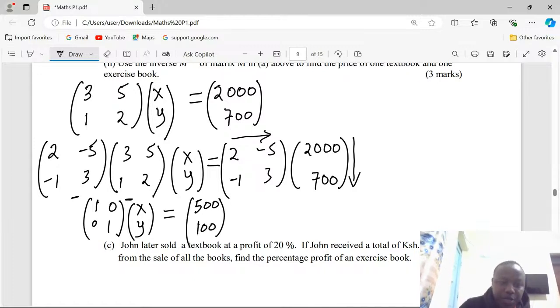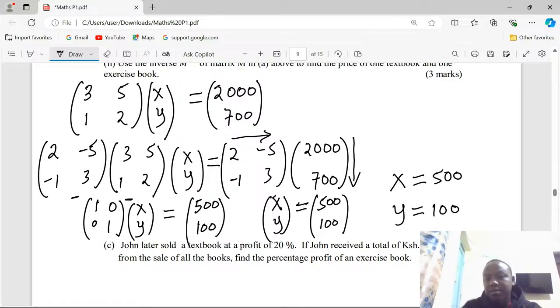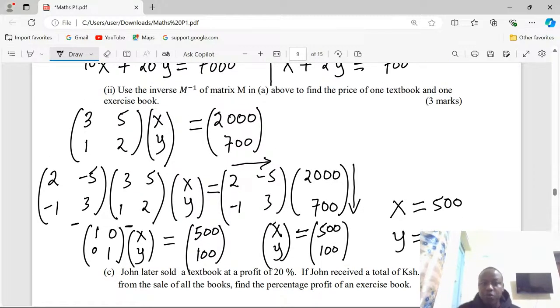So now we are talking of a matrix on the left-hand side multiplied by the identity matrix, making the matrix remain just as it is. Multiplying a matrix by the identity matrix makes it remain just the way it is. So xy remains xy because it's being multiplied by the identity matrix, 1 0 0 1, so that we may conclude that x is equivalent to 500, y is equivalent to 100. So those are the prices of a textbook and also an exercise book, respectively.